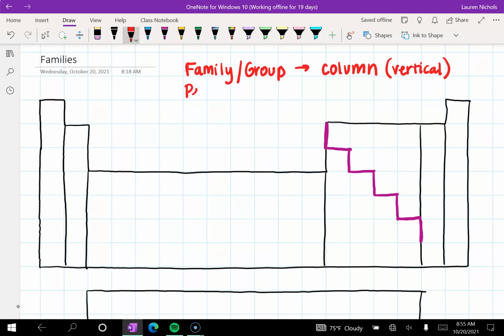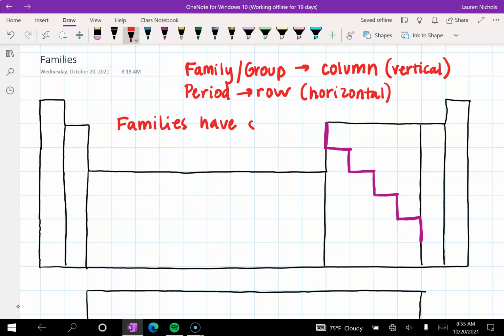If we're talking about a period, that is the same as a row. And remember, rows are horizontal. They go side to side. Okay, so each of our families, okay, are groups on the periodic table, and they have similar properties. Okay, so families behave similarly. So families have similar chemical and physical properties.